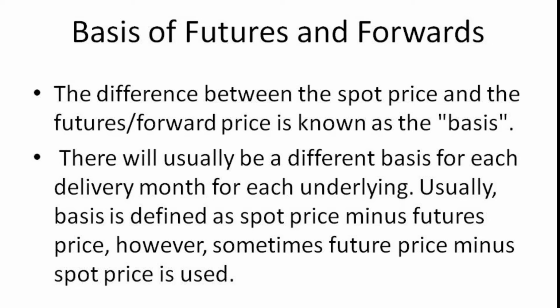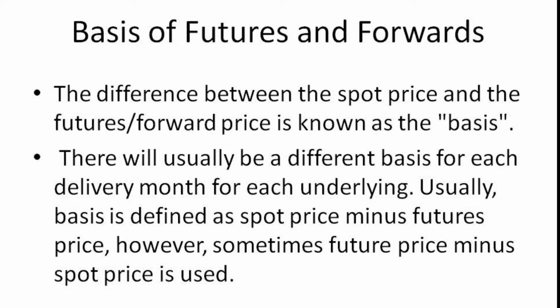The term basis is the term for the difference between the spot price and the futures or forward price. In the very simple example that we saw, the very first one where there was no dividend yield, no convenience yield, no complicating factors, it's simply that present valuing factor. There will usually be a different basis for each delivery month for each underlying, and basis is defined as spot price minus futures price. Sometimes we use futures price minus spot price though, but the basis is simply the difference between the price of the future and the price of the underlying.